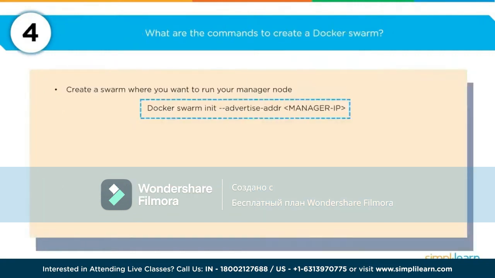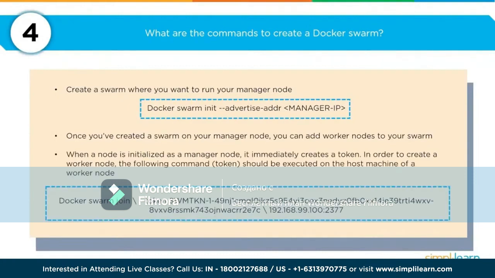So what are the commands to create a Docker Swarm? And so here we have an example of what a manager node would look like. And once you've created a swarm on your manager node, you can now add worker nodes to that swarm. And again, when you're stepping through this process, be very precise in the execution path that needs to be taken to be able to effectively create a swarm. So start with the manager node, and then you create a worker node. And then finally, when a node is initialized as a manager node, it can immediately create a token, and that token is used for the worker nodes and associating the IP address with the worker nodes.